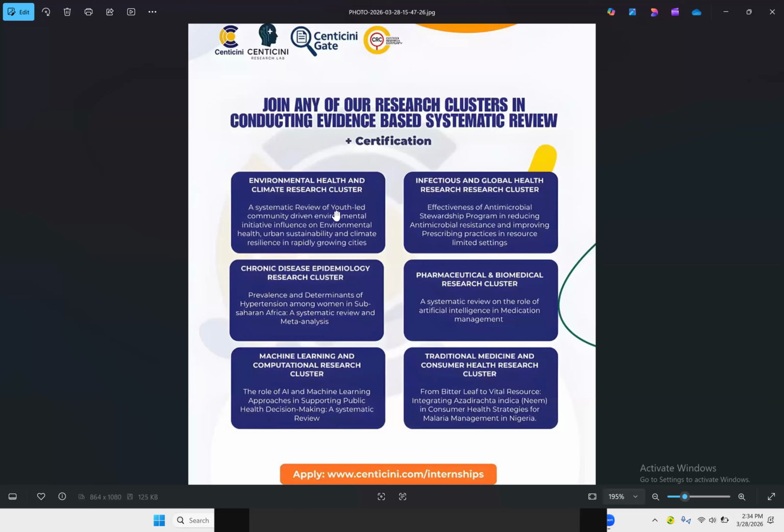You go to the website, you apply, you put in your details and all of that, and you get to apply. And also, you can actually choose any of the clusters, as it relates, and then enroll. We're also going to be working around the infectious disease and global research cluster. So we've designed these research questions to give us that flexibility.